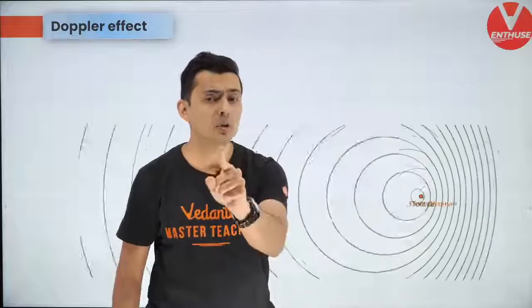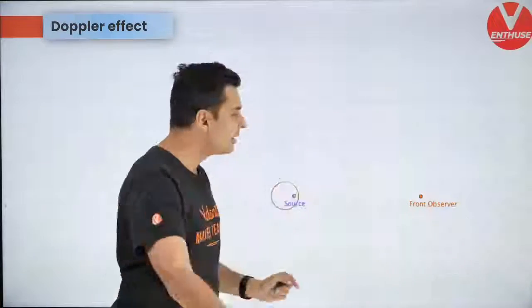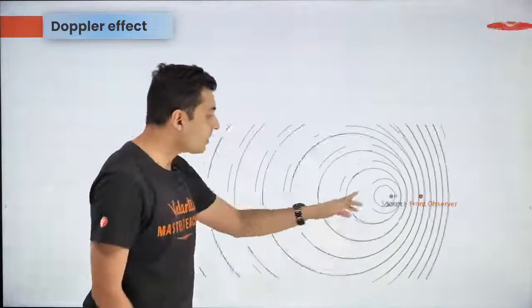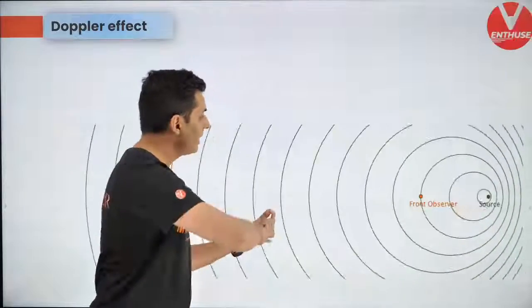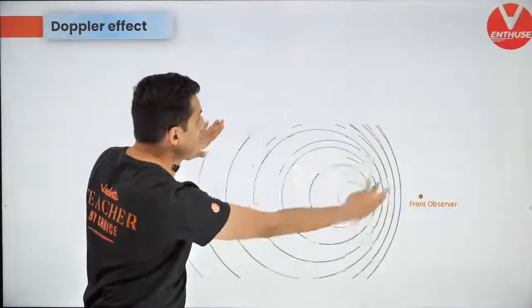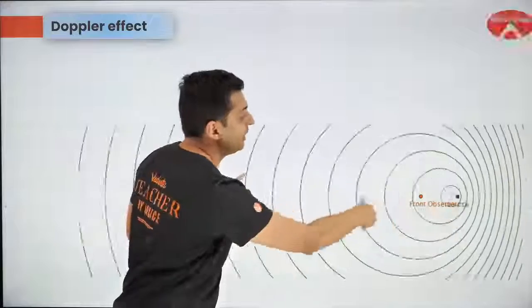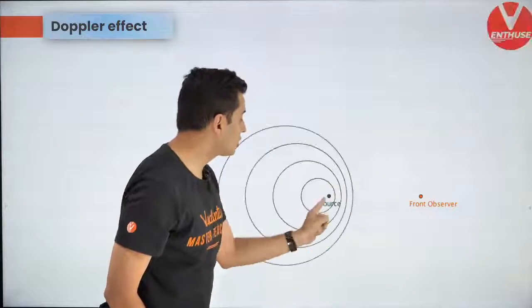But the moment you start moving or the source starts moving, this is how it's going to look. So if the source moves, understand the older wavefronts will be emitted behind, and the newer wavefronts will be emitted from wherever the source is.